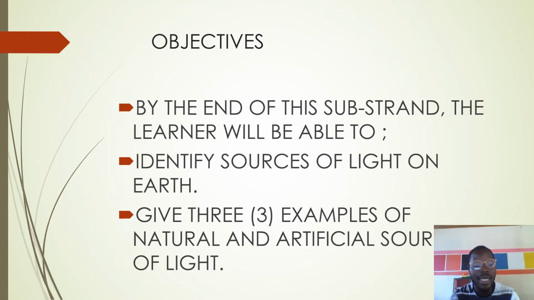So we are going to look at how to identify sources of light on Earth, then give 3 examples of natural and artificial sources of light. By the end of this, you should be able to identify the sources of light on Earth, and under the sources of light, give at least 3 examples each. So stay tuned as we journey through these objectives of this substrand, sources of light.